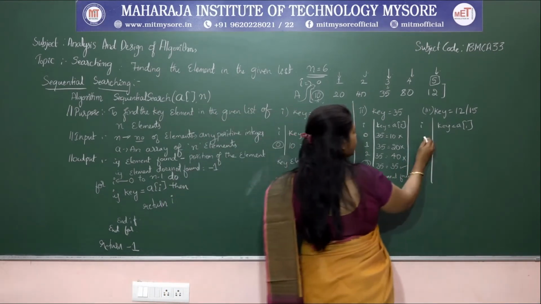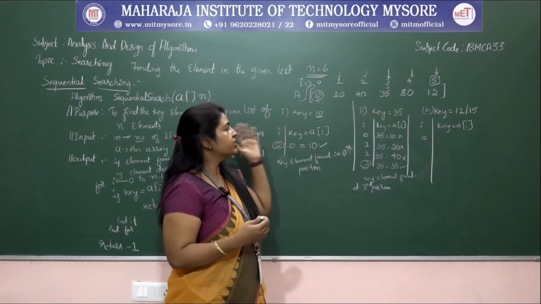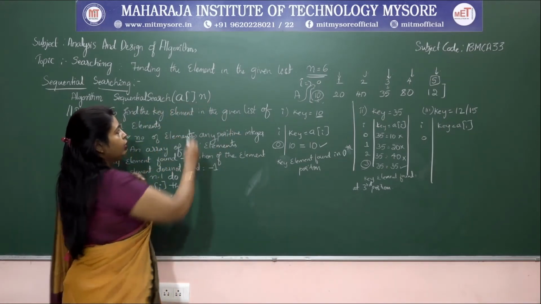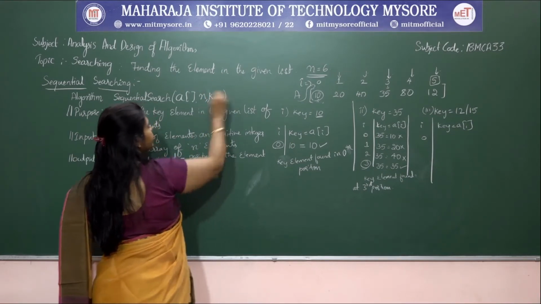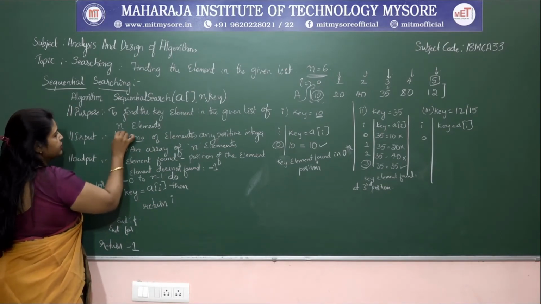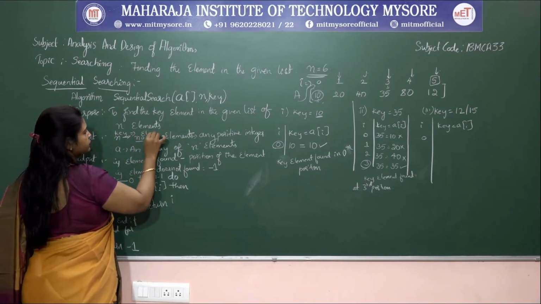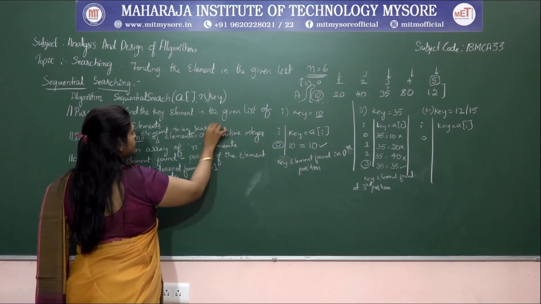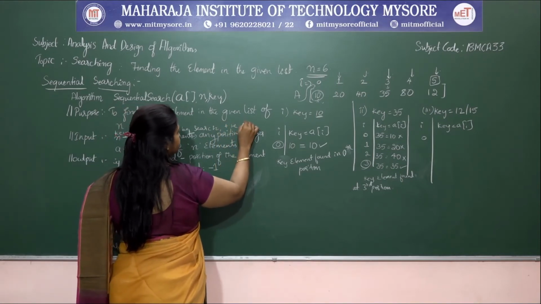Okay, now what happens? I starts again with 0. We are calling a function, that is sequential search of A comma n, and along with this, sorry, I forgot to say here, we need to send the key element. So in the input we are sending the key element also, the element to be searched, and this is any positive integer.